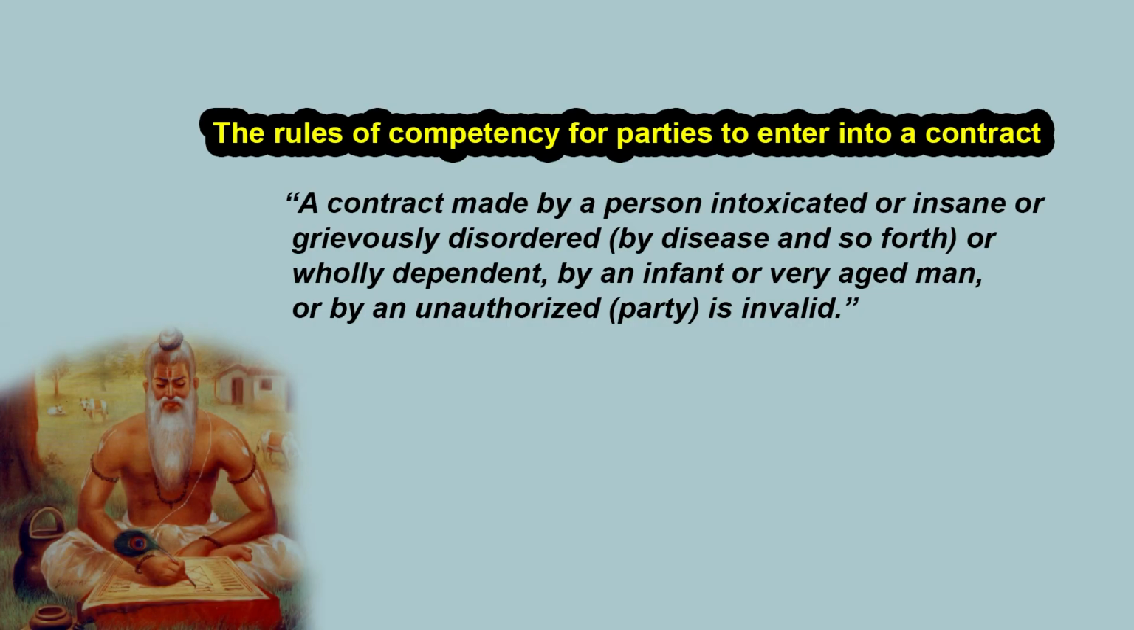Interestingly, Manu also specified the rules of competency for parties to enter into a contract. He said, "A contract made by a person intoxicated or insane or grievously disordered by disease and so forth, or wholly dependent, by an infant or very aged man, or by an unauthorized party, is invalid."